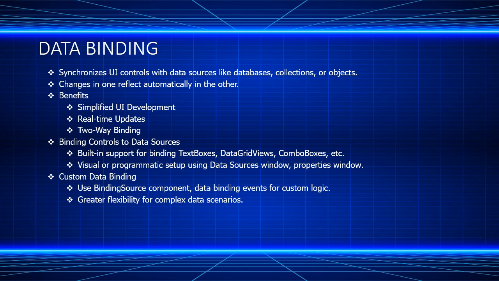Binding controls to data sources. Windows Forms provides built-in support for binding various UI controls to data sources. Developers can visually or programmatically establish data bindings using the Data Source window and Properties window. Example scenario: consider binding a DataGridView control to a database table or collection. Developers can configure the data source, data member, and binding properties to set up the data binding process.